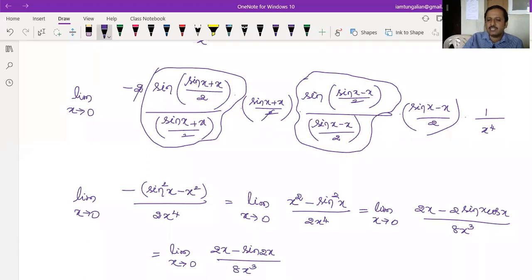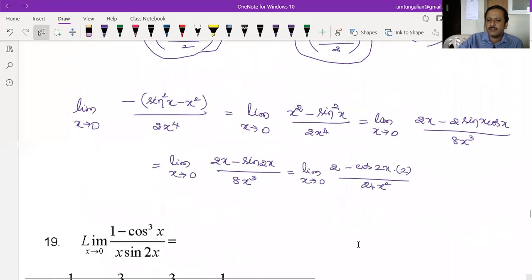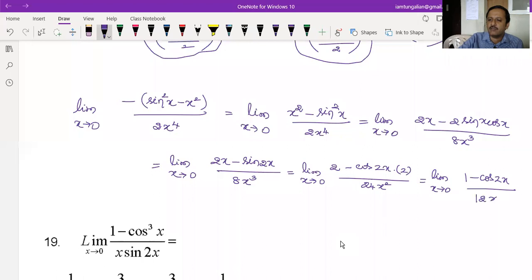If we apply the limit, still it is 0 by 0 only. Use L Hospital Rule again. Derivative of 2x is 2. Minus the derivative of sin 2x is cos 2x into 2. Divided by 24x square. Derivative of 8x cube is 24x square. I'll take 2 as common and cancel it. So you have limit x tends to 0, 1 minus cos 2x divided by 12x square.